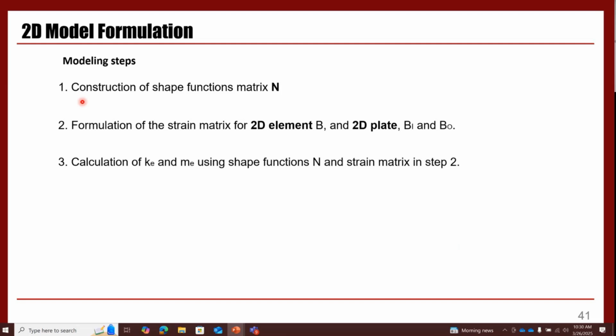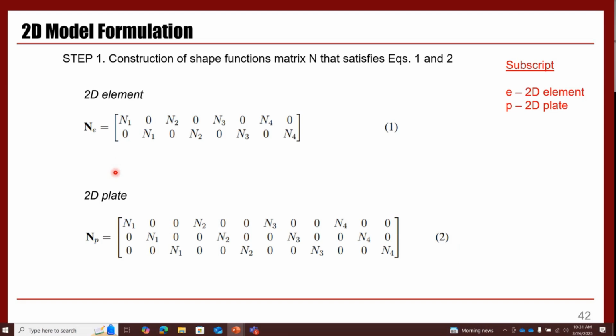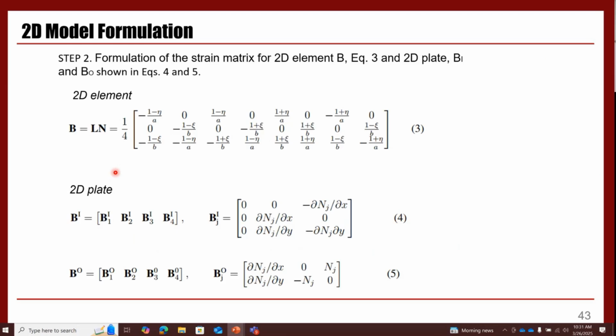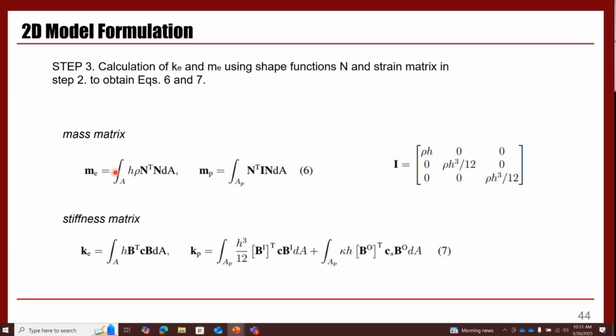So the steps are to construct the shape functions, then formulate the strain matrices, and then lastly calculate the stiffness and mass matrix for the system. So these are just the first step, construction of shape matrices. Okay, I'll just skip some of this. Then the second step, the formulation of the strain matrix, that is the strain energy in the 2D element and 2D plate. And then lastly, the strain matrix and the shape functions can then be used to construct the mass and stiffness matrices using these integration formulas.